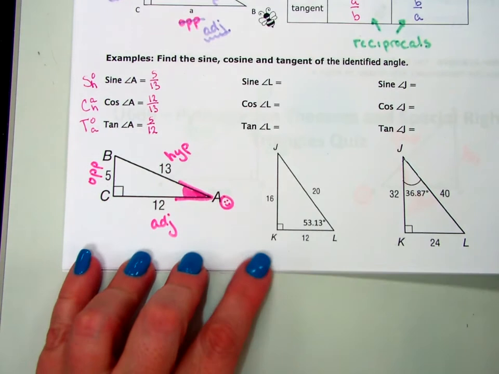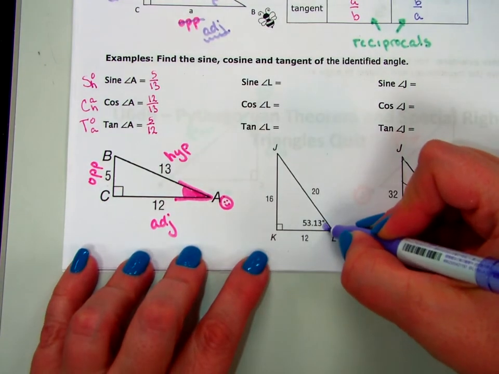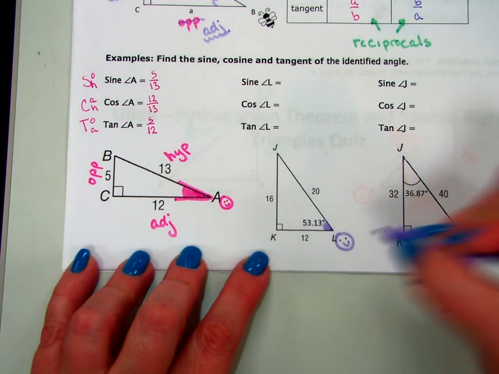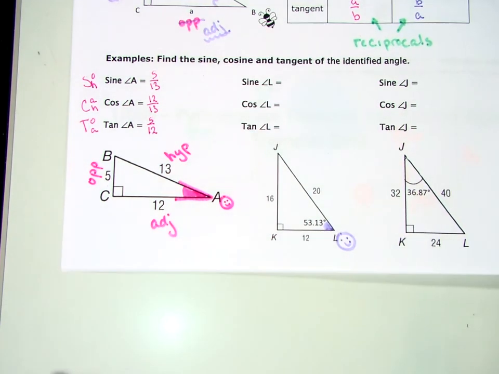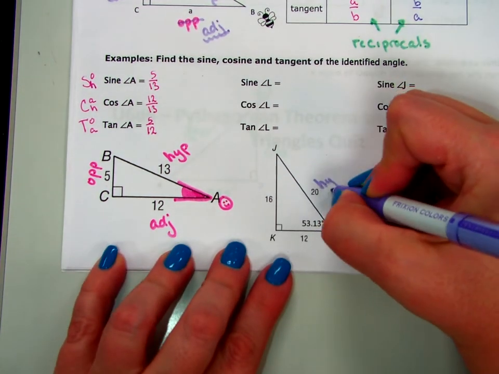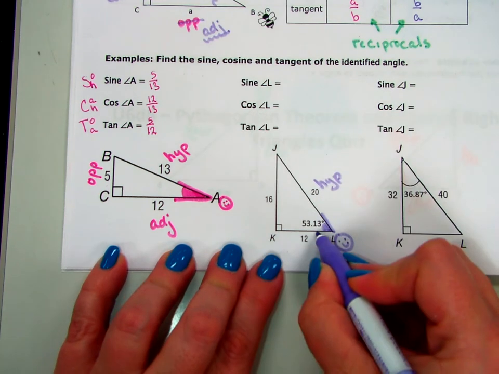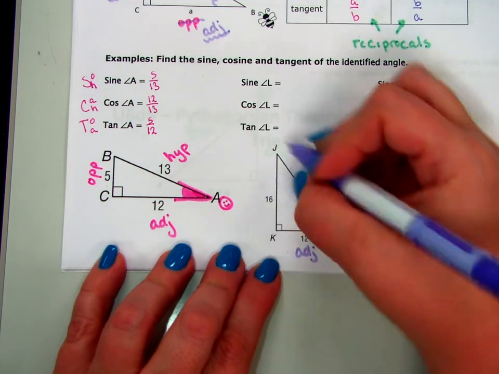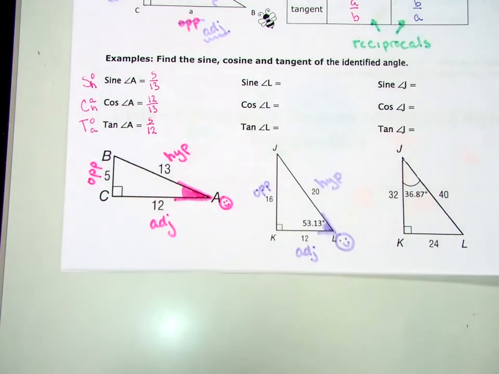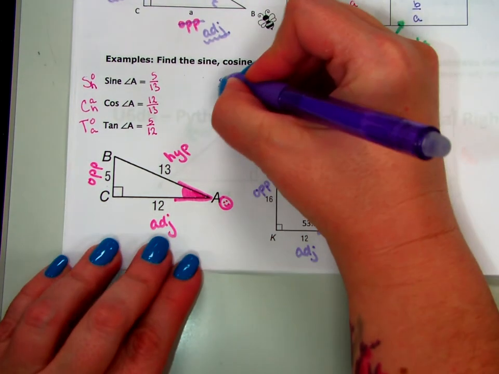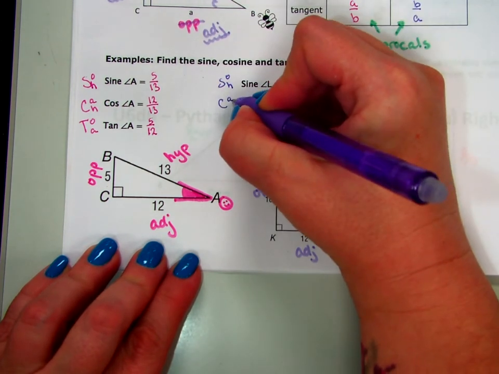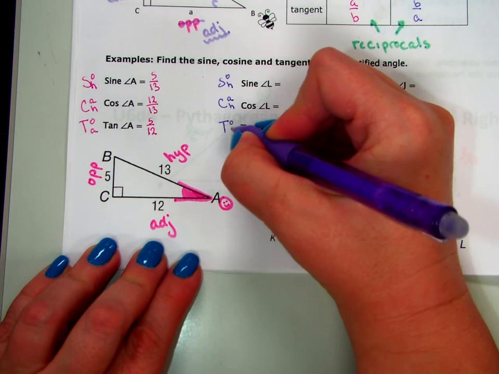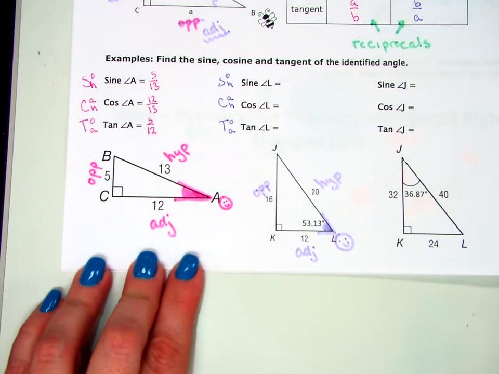Okay? Let's look at the next triangle. It says to look at angle L. So I'm going to label my triangle with respect to this angle right here, angle L. What length is my hypotenuse? 12, 16, or 20? 20. Which one is the adjacent, 12 or 16? 12, because I'm going to be yelling across the triangle to the opposite side, 16. So, SOH, CAH, TOA.